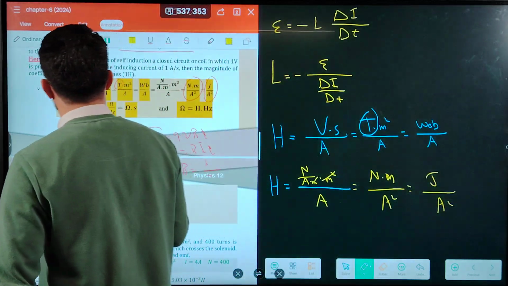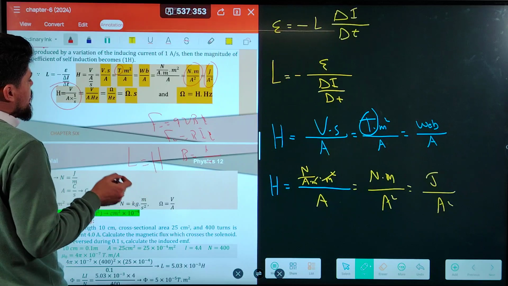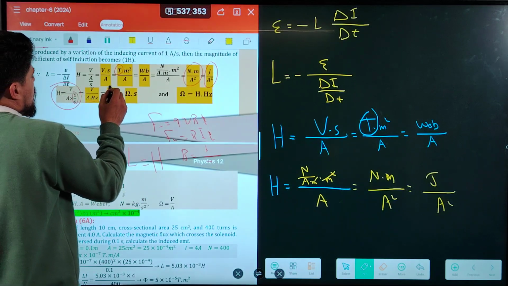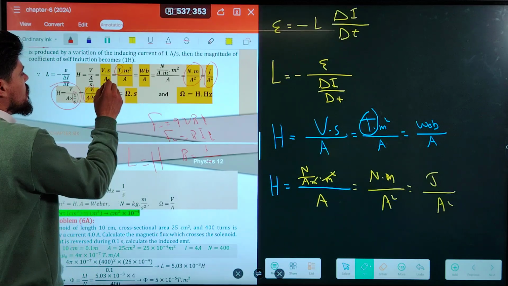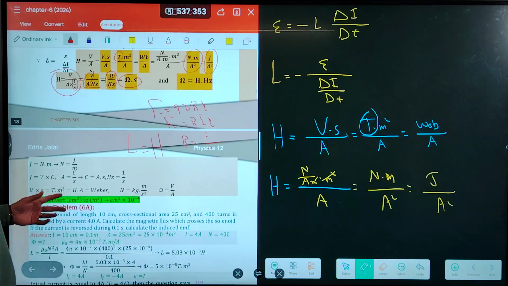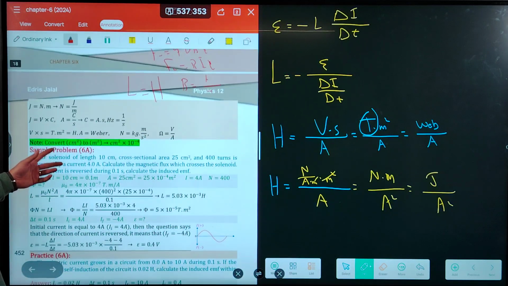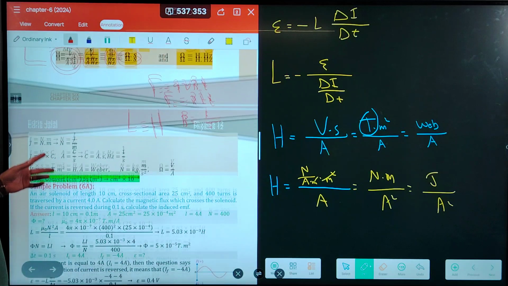over ampere square. And Henry also is equal to volt over ampere times 1 over hertz. Instead of 1 over second, you can write hertz, and volt over ampere is equal to ohm. So ohm over hertz. Henry is equal to ohm second. Ohm is equal to Henry hertz. So you have to prove all the equivalent units of the Henry. It's very important, and you cannot memorize them. You have to prove them using the equations.